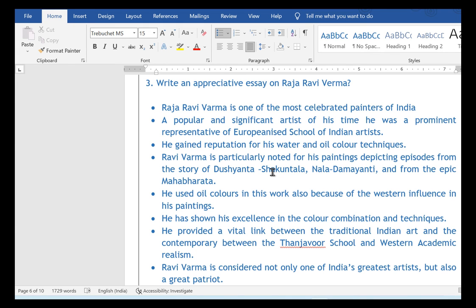Raja Ravi Varma is popularly known for depicting episodes from the Mahabharata like Dushyanta Shakuntala, Nala Damayanti, etc. He used oil colors in his work. This is because of his Western influence in his paintings. He has shown excellence in the color combination and his techniques. He forms a vital link between the traditional Indian art and the contemporary art, that is between the Tanjore school of art and the Western academic realism. Raja Ravi Varma is not just a great artist, but he is also considered a great patriot.